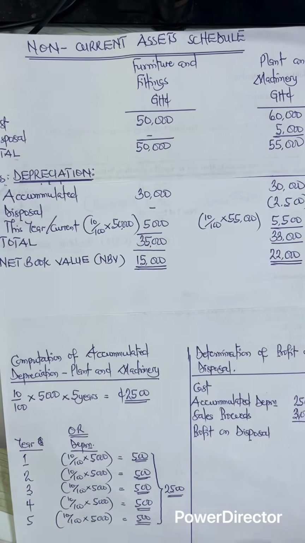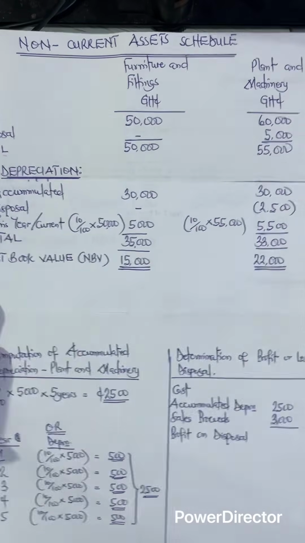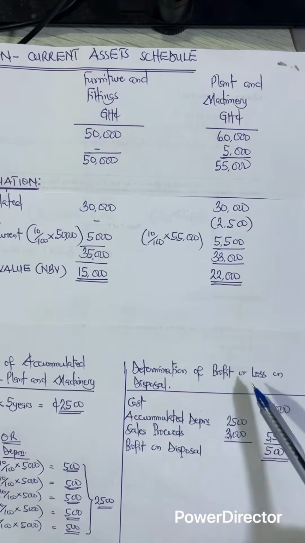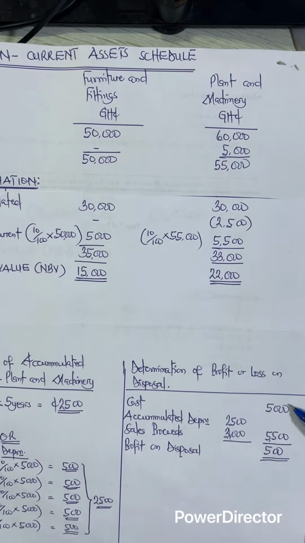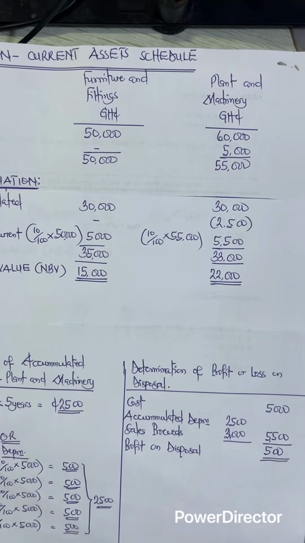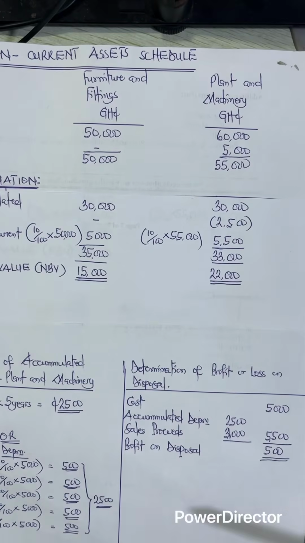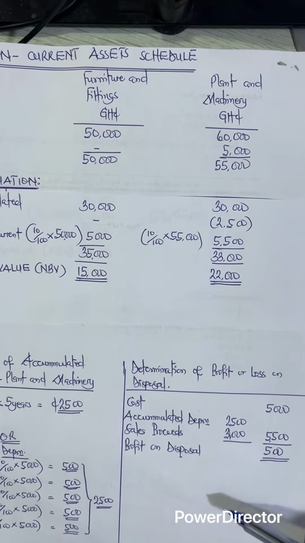When you are done with the computation of the accumulated depreciation, then we come to the determination of profit or loss on the disposal. We want to know whether the asset that we sold gives us a profit or a loss. So this is what we are going to do. We bought the asset for 5,000. This was the cost of the asset. How much you've set aside as depreciation is 2,500. And we sold the asset for 3,000.